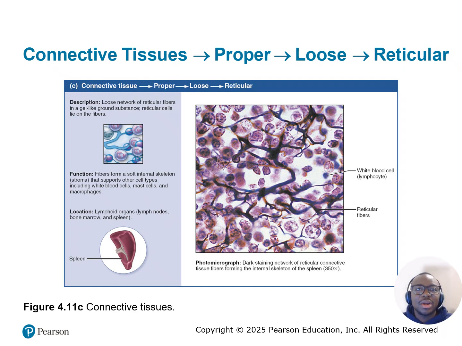Next is reticular connective tissue. Reticular connective tissue resembles areolar tissue, but its fibers are thinner reticular fibers. It has a loose network of reticular fibers in a gel-like ground substance. The fibers form a soft internal skeleton, or stroma, that supports other cell types, including white blood cells, mast cells, and macrophages. It is found in lymphoid organs, including lymph nodes, bone marrow, and spleen.